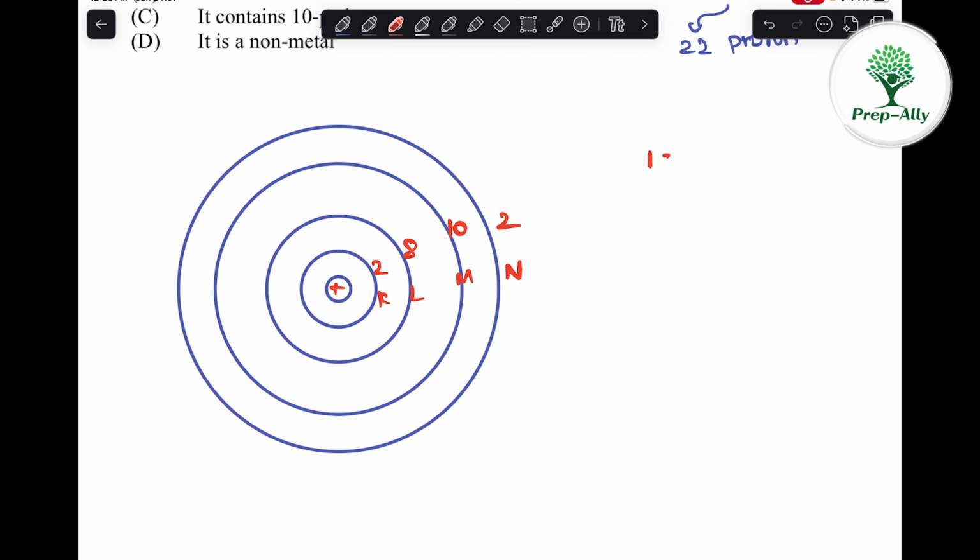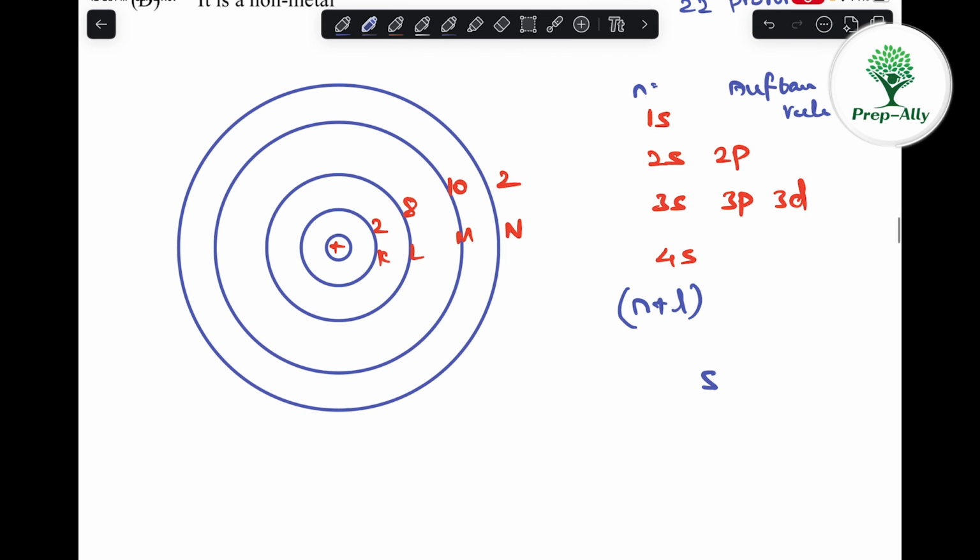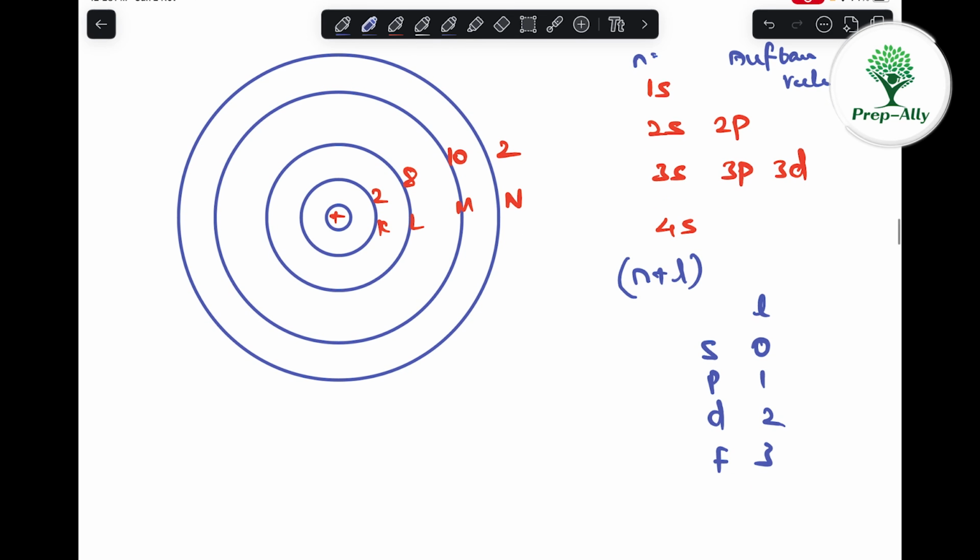Now how is this really true? Let's check its electronic configuration. 1s, 2s, 2p. In the third main shell I have 3s, 3p and 3d. In the fourth main shell I have 4s. But the filling of electrons in these orbitals will be different. It follows the Aufbau rule. What is the rule? It is the n plus l rule. n is nothing but the principal quantum number, whereas s, p, d, f will have the l value of 0, 1, 2, 3.